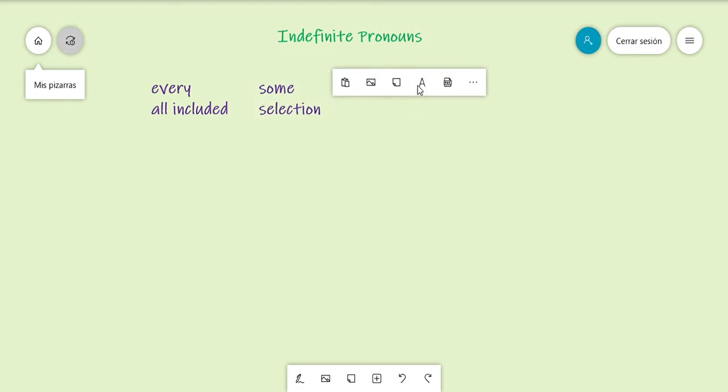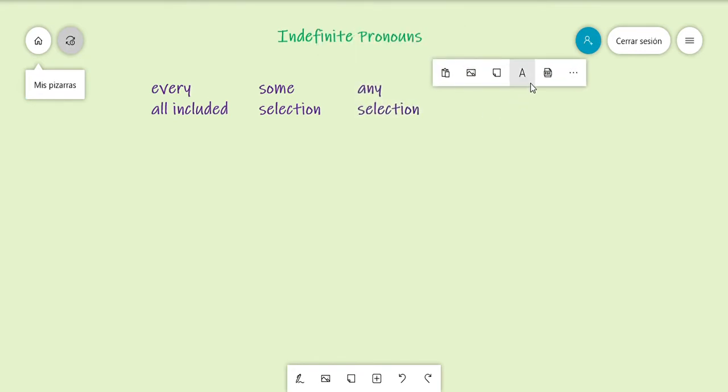You have another that is any, and any can take the place of some or can take the place of no, depending on the situation and the kind of sentence. In a moment I will explain in what situation you can use it like some and in what other situation you can use it like no. In this case, that could be a selection or that could be an exclusion, depending. And the last that you have is, for example, no. In the case of no, you have to use it for exclusion. Everything is excluded in this case.